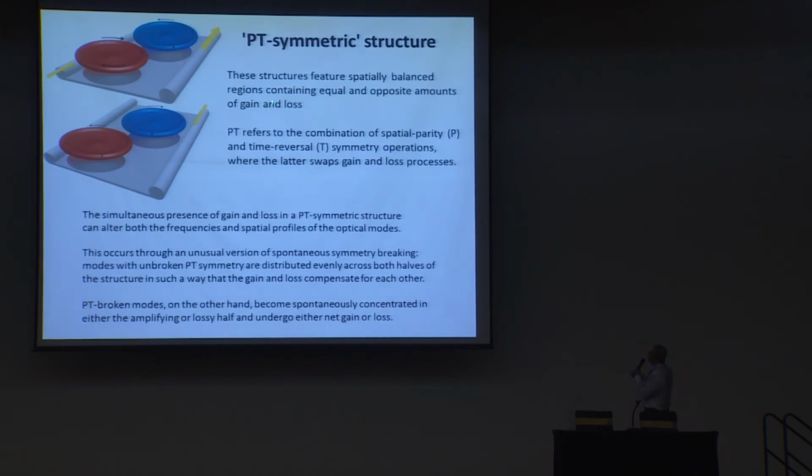And then in this case, when you have balanced regions containing equal amounts of loss and gain, you talk about PT symmetry. The whole thing is balancing out. And this is a combination of parity, spatial parity, and time reversal symmetry. And then there is a spontaneous symmetry breaking. The modes with unbroken PT symmetry are distributed evenly among the red and the blue. But the PT broken modes tend to spontaneously concentrate the energy in one of them. So you essentially break the symmetry.